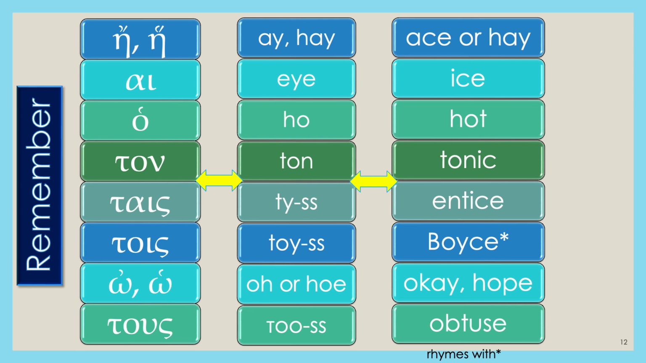Ton is used several times, like in tonic. Tice, as in the word entice. Tois, which rhymes with the surname Boyce. And O, as in the word okay. If an omega had a hard breathing on it, it would also be ho, as in the word hope. And tous at the bottom, as in obtuse. It's got a soft sounding in the middle of it.